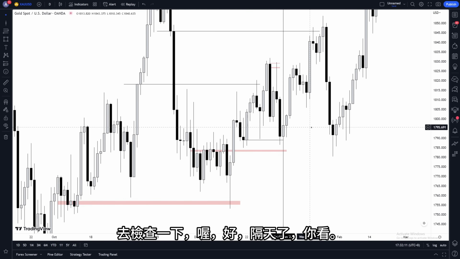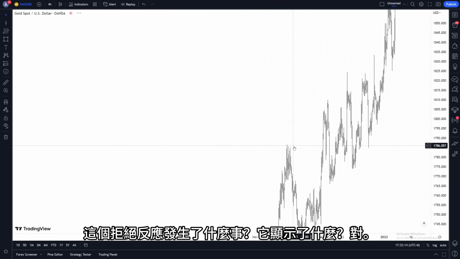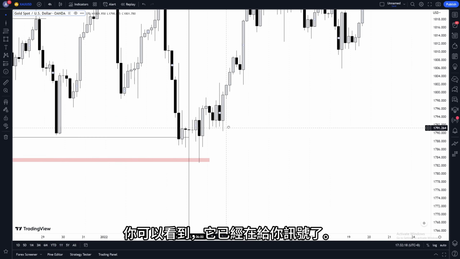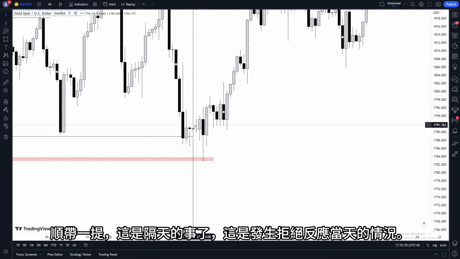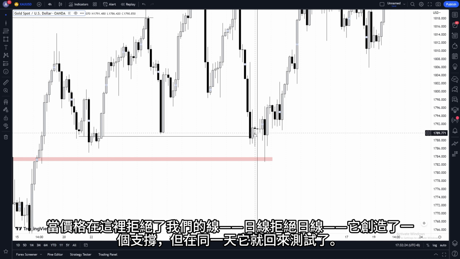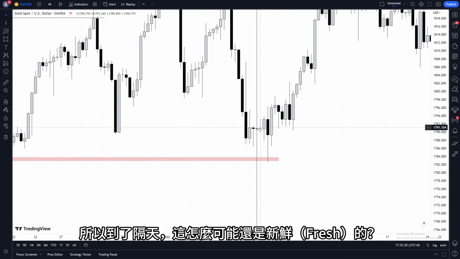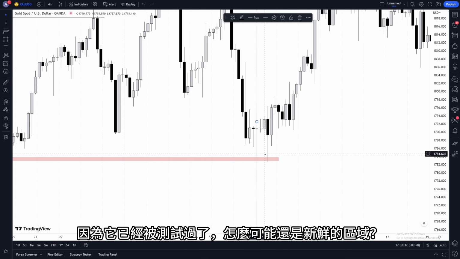Oh, okay, next day you see what's happening with this rejection. What is it showing up, right? And you can see it's already giving you a sign. This is the next day, by the way, guys. This is what happened on the day of the rejection. So when price rejected our line over here, daily reject daily, it created a support, but on that same day itself, it came in and tested it. So the next day, how can it be fresh? It's because it's already tested. How can it be possibly fresh?